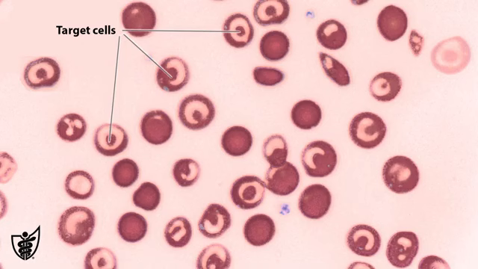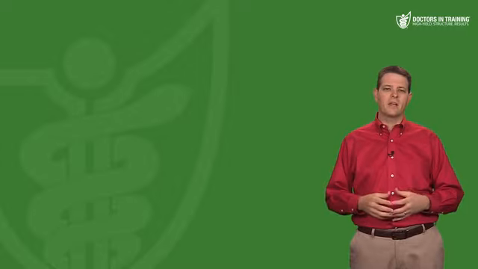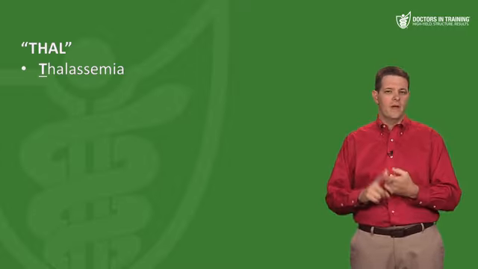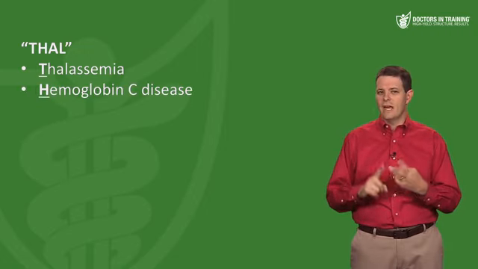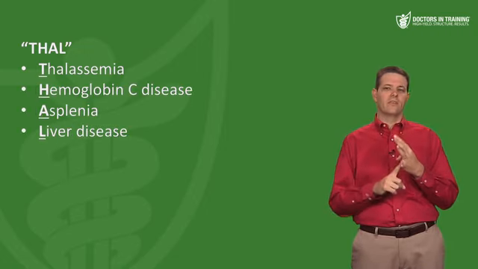Then the next one is target cells, which are really easy to identify because they look like a bullseye or a target. And they're much easier to identify than Walmart cells or JCPenney cells. There are a couple of different mnemonics to help you remember the diseases that cause target cells, but I like the mnemonic THAL, T-H-A-L, because that helps you remember that thalassemia is one of them, the H is for hemoglobin C disease, the A is for asplenia, and the L is for liver disease.